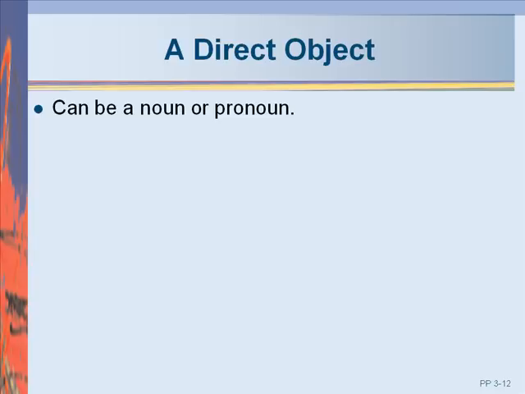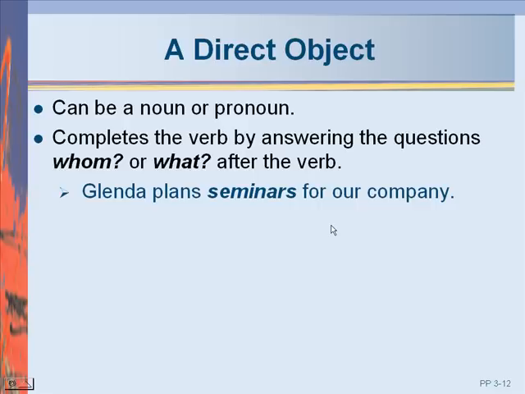The direct object can be a noun or a pronoun. The direct object is found by asking a verb a question. So you have to be able to find the subject, find the verb or the predicate, and then if you get an answer and the answer is a noun or a pronoun, you have a direct object. So the subject is at the beginning of the sentence, Glenda. What's Glenda do? She plans. She plans what? Seminars. Seminars is the direct object.